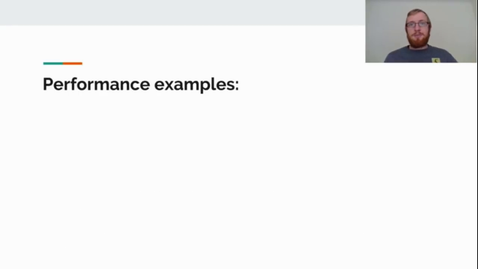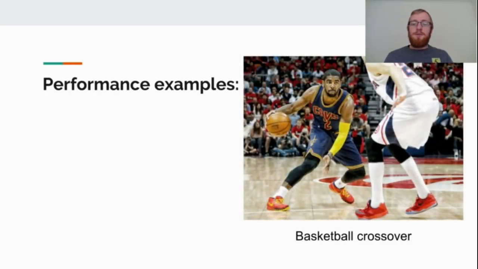Some performance examples from basketball. Firstly, a basketball crossover. This is where you are trying to change direction really quickly. Your foot will push off the ground, and the more force you put into that push off, the quicker you're going to be able to accelerate off, and probably the more likely you are to get around your opponent. The more force you can put into it, the greater your acceleration as you try and change direction.